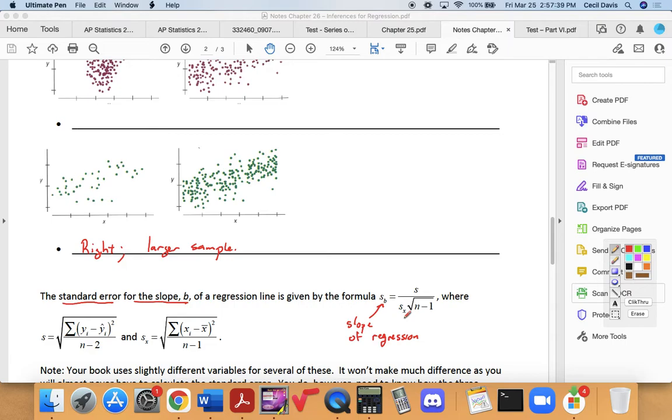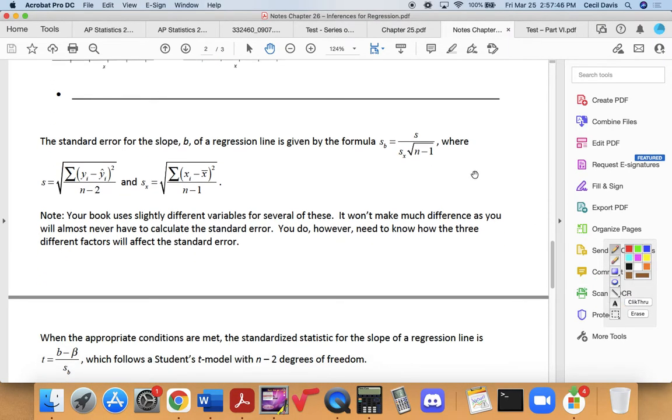All right, your book uses slightly different ones than this, and I'll just tell you, you'll almost never have to calculate the standard error. Okay, it's almost always given.